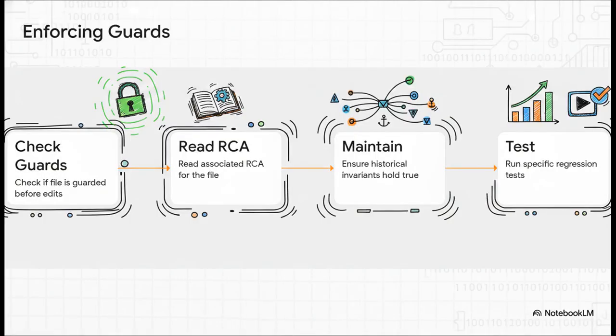And here's how rigorously that protocol is enforced. Step 1, a pre-generation hook forces the AI to check the regression guards file. Step 2, if a guard is triggered, the AI has to read the associated root cause analysis. Step 3, during any modification, historical invariance absolutely must be maintained. And Step 4, a post-generation hook runs very specific regression tests. The AI physically cannot merge the commit unless these checks pass. It's not a suggestion, it's a completely non-negotiable pipeline step.